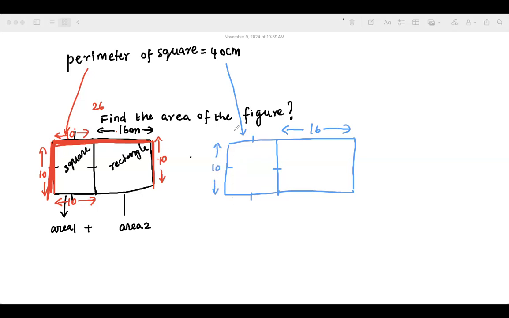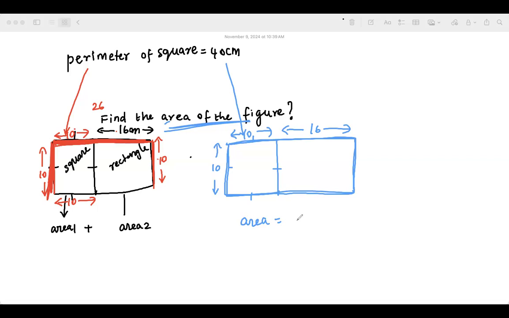Now they're asking for the area of the figure. What is the area of the figure? How to calculate the area of the figure? The entire shape is what? Square or a rectangle? Rectangle. How do you find the area of the rectangle? That's what is asked. Area of the figure. What is the area? How do you find the area?